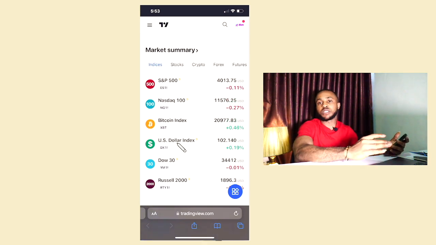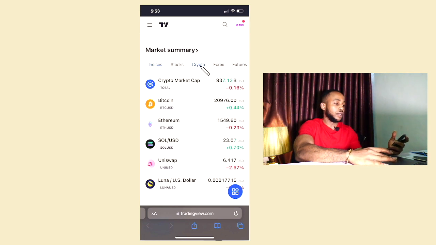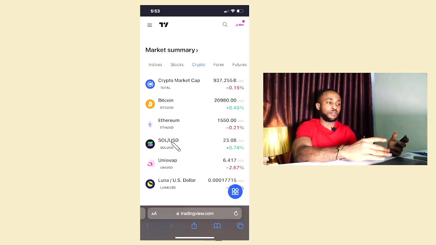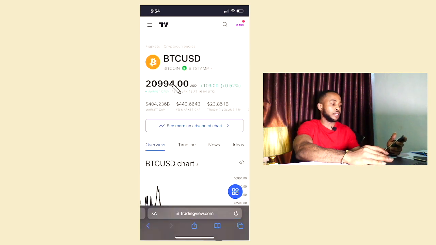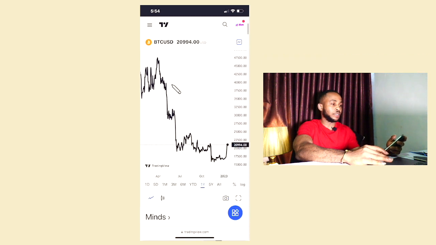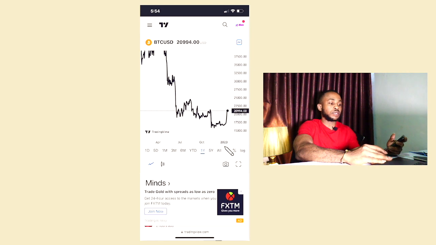Since we're focusing on crypto, all you need to do is come here to crypto and click on it. Then as you can see, we have the different crypto assets: Bitcoin, Ethereum, Sol, and all of that. Here I'm going to click on Bitcoin. Once I click on BTC, we have BTC's current price. If you scroll down below, you're going to see Bitcoin's price action. We're currently trading at 20,994.